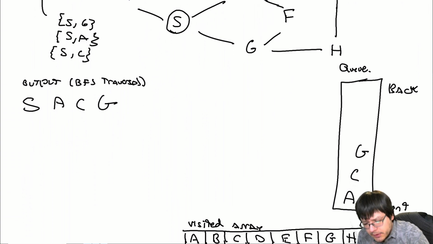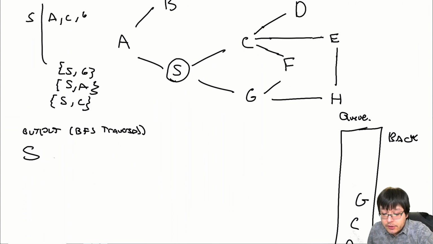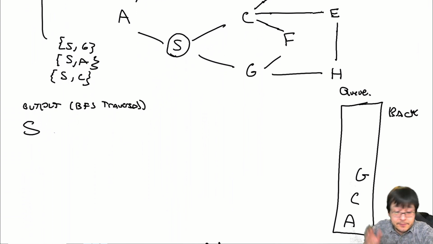Do we add them to our output at this point? No, don't add them to your output at this point. Otherwise, you'll get some errors. You only add them to your output when you visit them. I'm glad I caught that. Otherwise, it will mess things up. You'll see why. But do not add them to your output until you visit them. Just add them to the queue. So you add A, C, and G to the queue because they are direct connections from S. That's it. Don't add them to the output yet.